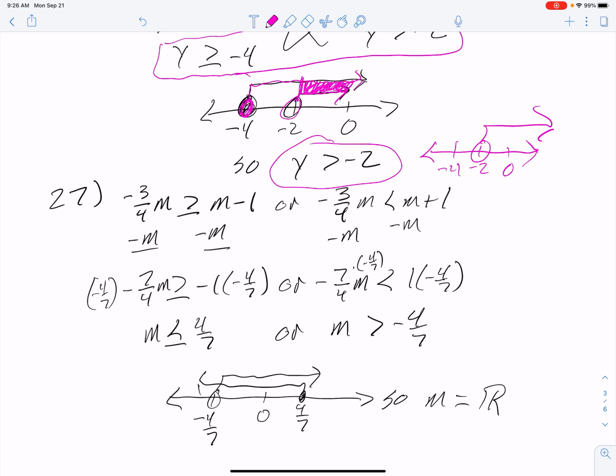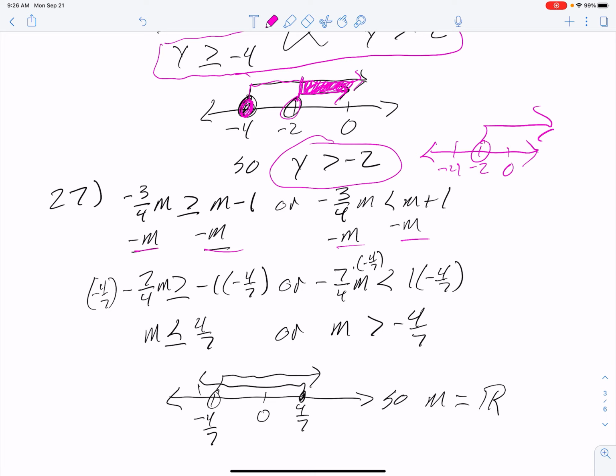27 has some fractions. You might be noticing some unique things, like we see m minus 1, m plus 1. Looks almost like they're the same. Not quite, though. So in either case, I begin by subtracting m on all sides. Now, on the left, to get rid of my -7/4, I'm going to multiply by its reciprocal, -4/7. That's going to take care of the negative sign. That's going to take care of the fraction.